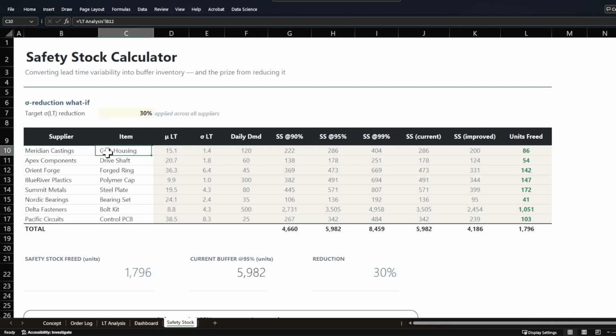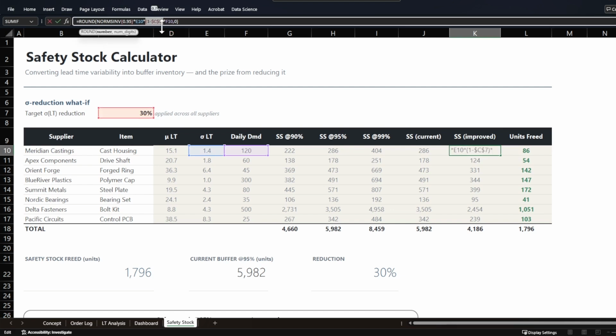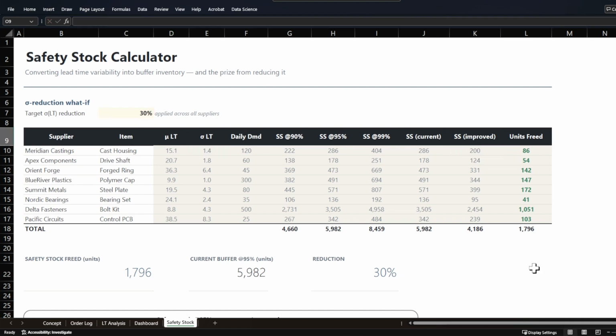So for that item in that location, this is my mean lead time, this is my standard deviation of the lead time, this is my daily demand. So at 90% of the service level, this is my safety stock. At 95%, it is 286, and for the 99%, it is 404. Here we are saying that if you have improved the lead time variability by 30%, then what will be your new safety stock? So here you can check that I am improving my lead time variability by 30%. So my new safety stock is 200.